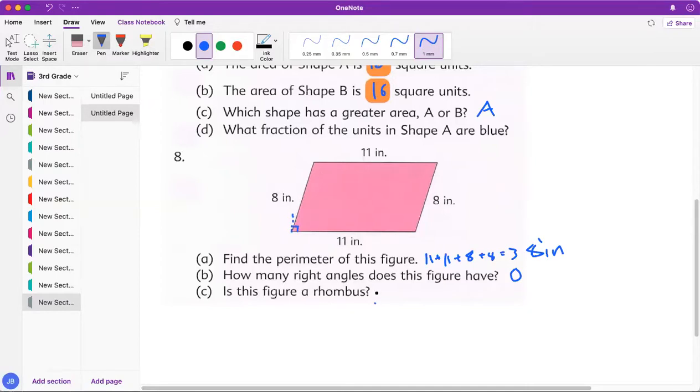And C is no, it's not a rhombus. Why isn't it a rhombus, Luke? Because a rhombus is... wait, let me do something. Because a rhombus, it's more like a diamond shape. Yep, so the difference between this and a rhombus is a rhombus will have all equal sides. So these would all have to be 8 inches or all 11 inches.